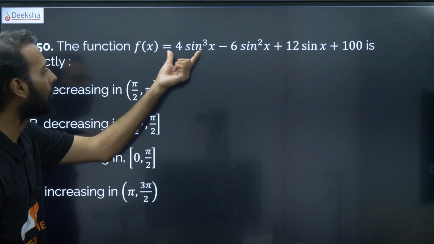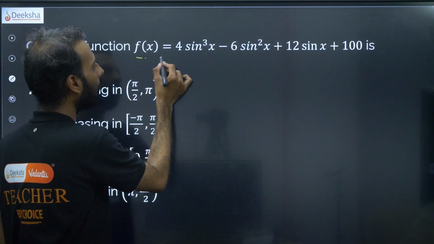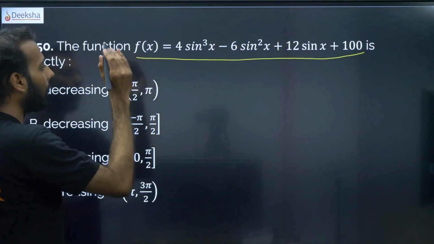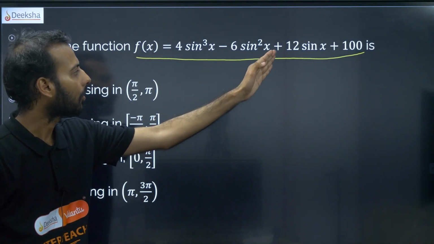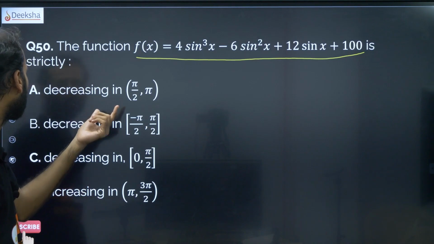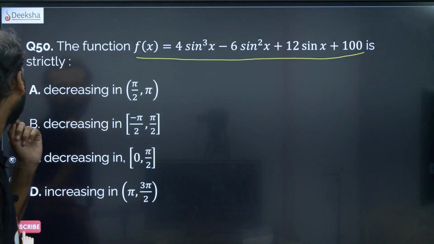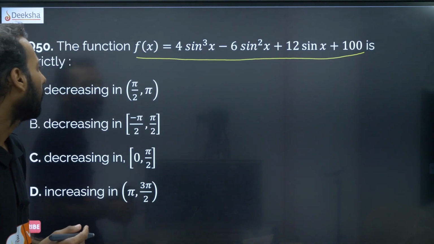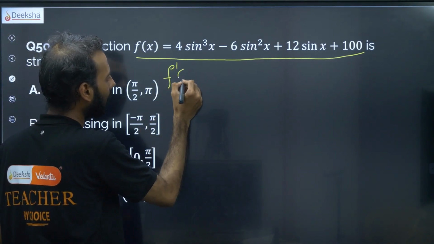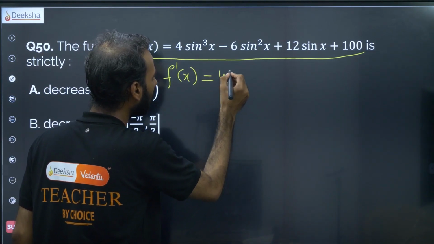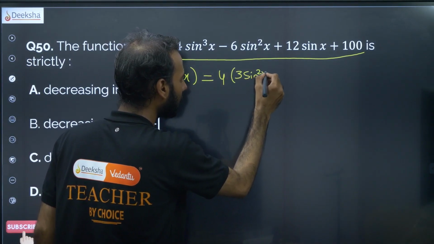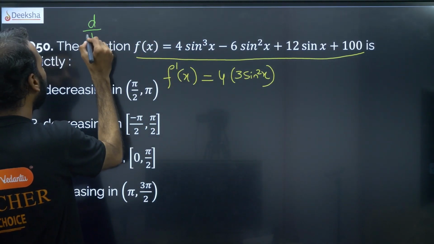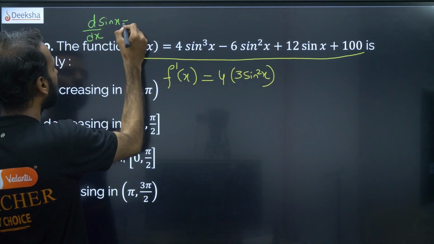The function f of x, they have given one function: 4 sine cube x minus 6 sine square x plus 12 sine x plus 100. They are asking whether it is strictly decreasing or not. Whenever a function is increasing or decreasing, we go for differentiation. So differentiate with respect to x on both sides. So f dash of x is 4 times 3 sine square x. See here, d by dx of sine x is cos x.